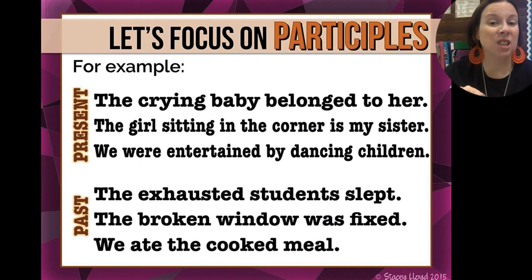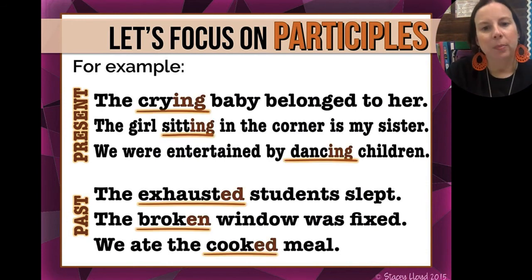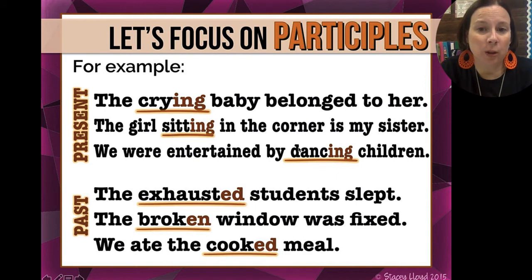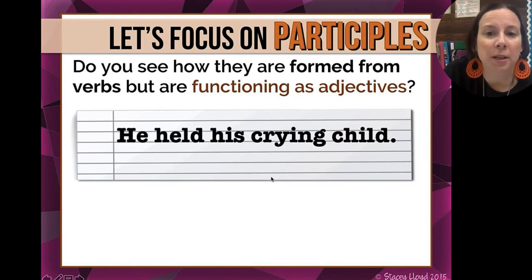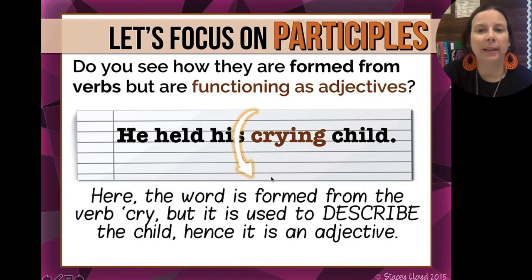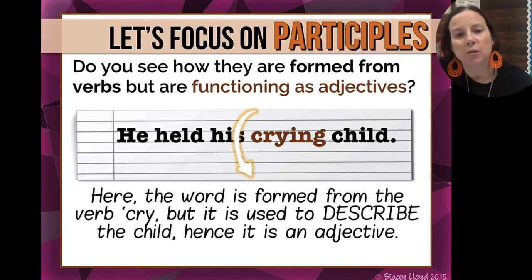For past participles: the exhausted students slept. Which students? The exhausted ones. The broken window was fixed. Which window? The broken window. We ate the cooked meal. Which meal? The cooked meal. So these all look like verbs, but they're not being used as verbs. They're being used as adjectives. He held his crying child. Crying is being used to describe the child.